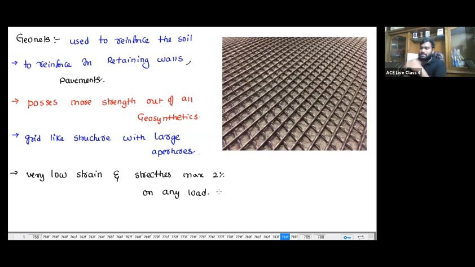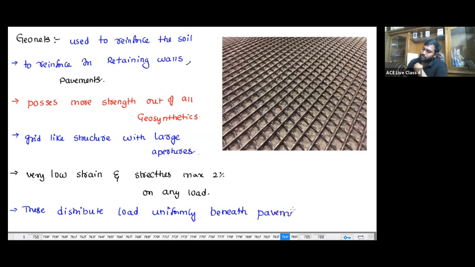And you see, generally these are geocells now. We use geonets in the case of pavements, as I told you, to distribute the load. These distribute load uniformly beneath the pavements. Okay, so that's about the geonets. The major one is the geotextile only. And there are some other things left over.